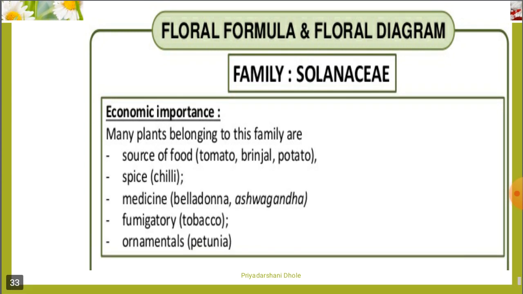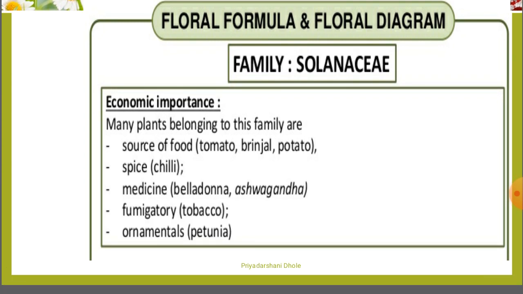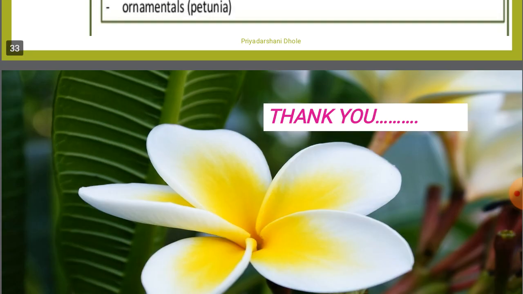This is about the floral formula, and this is some economic importance. Many plants belonging to this family are a source of food, for example tomato, brinjal, potato, spice like chili, then medicine like belladonna, then fumigatory tobacco, and ornamental petunia. This is about the family Solanaceae. This is the portion which is important, and the other portion is deleted from this chapter. So this is our chapter number 9, morphology of flowering plants. Thank you.